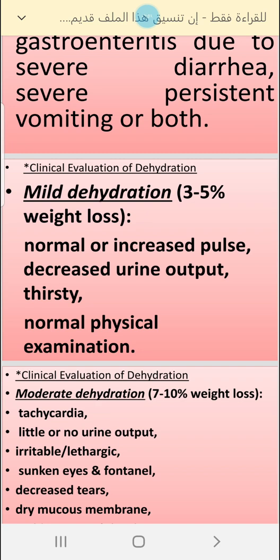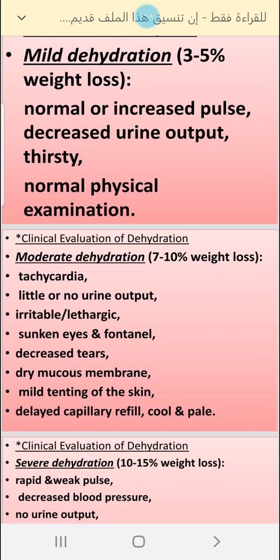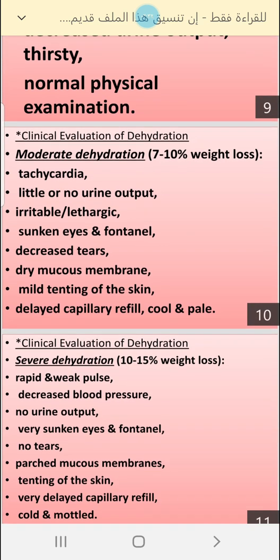First, mild dehydration, representing 3 to 5% weight loss of the body weight, where there is normal or increased pulse, decreased urine output, and the child will be thirsty, with normal physical examination. In moderate dehydration, there is 7 to 10% weight loss. There will be tachycardia, little or no urine output. The child will be irritable or lethargic, with sunken eyes and fontanelle, decreased tears, dry mucous membranes, mild tenting of the skin, delayed capillary refill, and a cool, pale child.